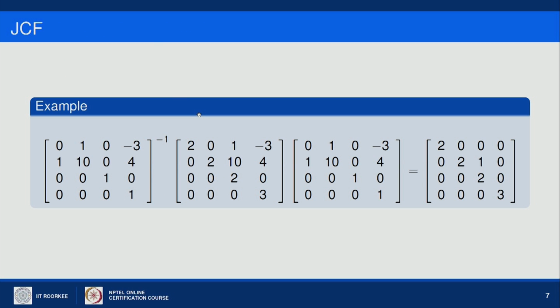Okay, so let us take a beautiful example of Jordan canonical form. Here I have this matrix as my matrix A. It is a 4 by 4 matrix. The first row is 2 0 1 minus 3, the second row is 0 2 10 4, the third row is 0 0 2 0, and the fourth row is 0 0 0 3. As you can notice, the matrix is an upper triangular matrix and hence the eigenvalues of this matrix are 2, 2, 2 and 3. However, we do not know what the Jordan blocks corresponding to this matrix will be.